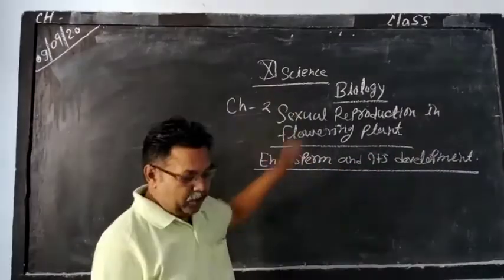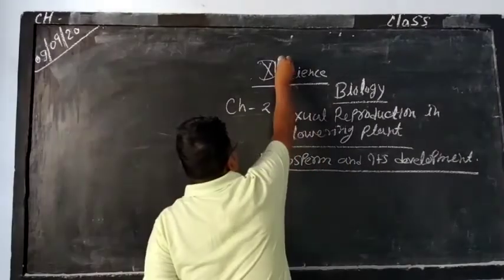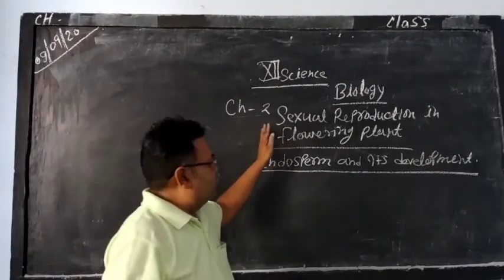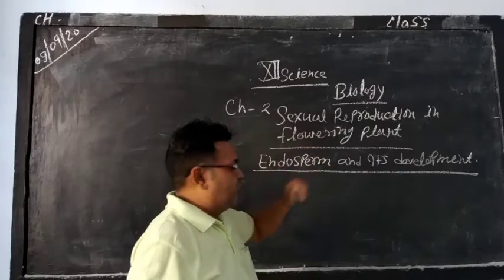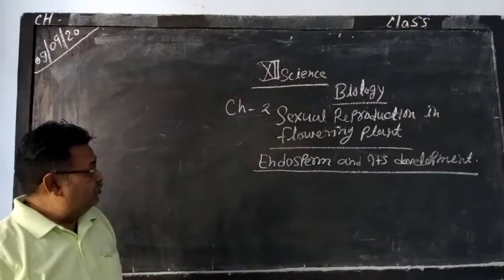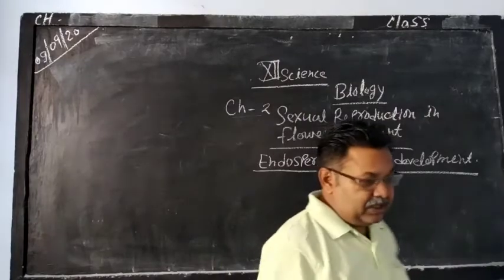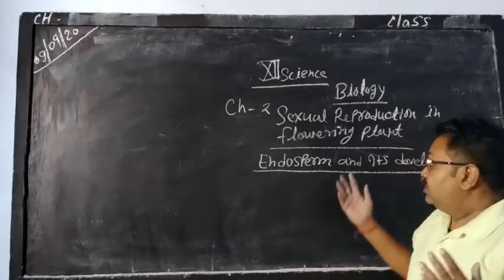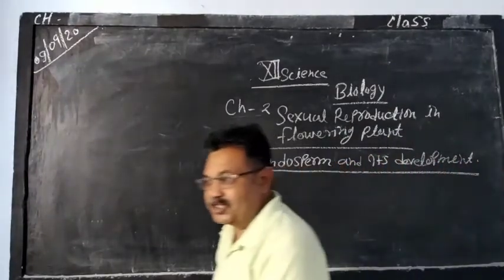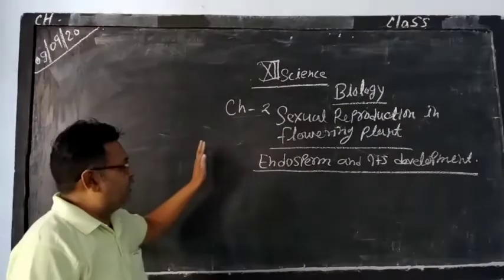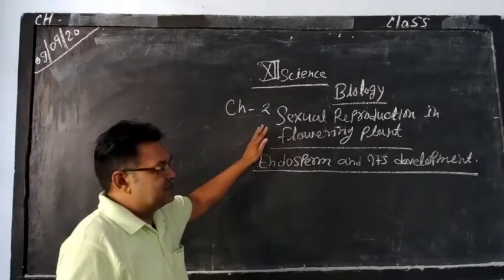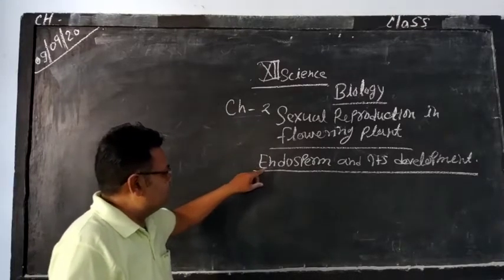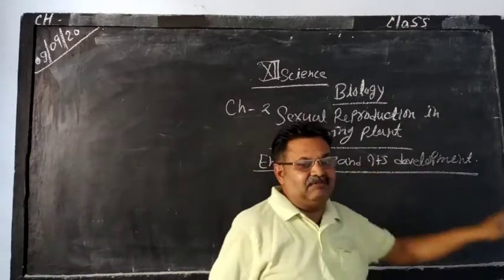This is our biology class of class 12. Our chapter number 2, sexual reproduction in flowering plants. We have discussed the reproduction in flowering plants, types of reproduction, sexual reproduction, and the different processes that take place in reproduction. Now, in this class, we discuss endosperm and its development.